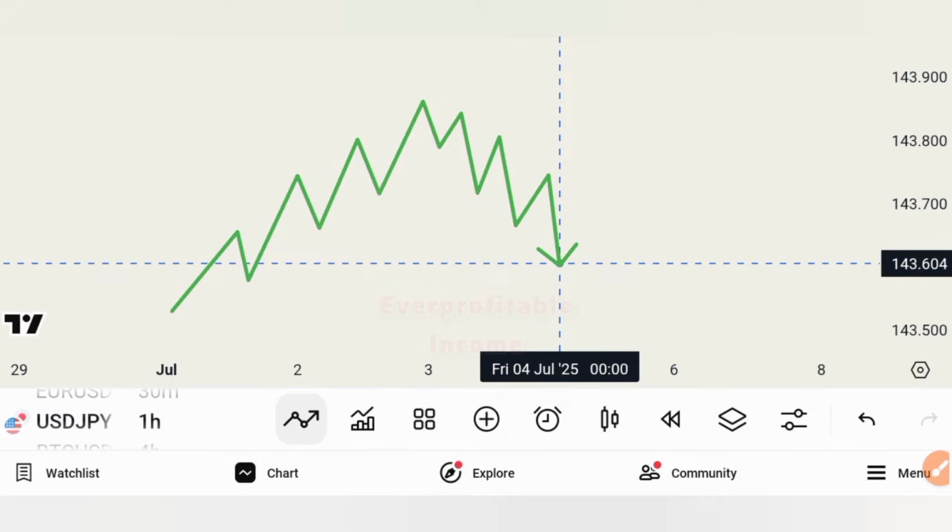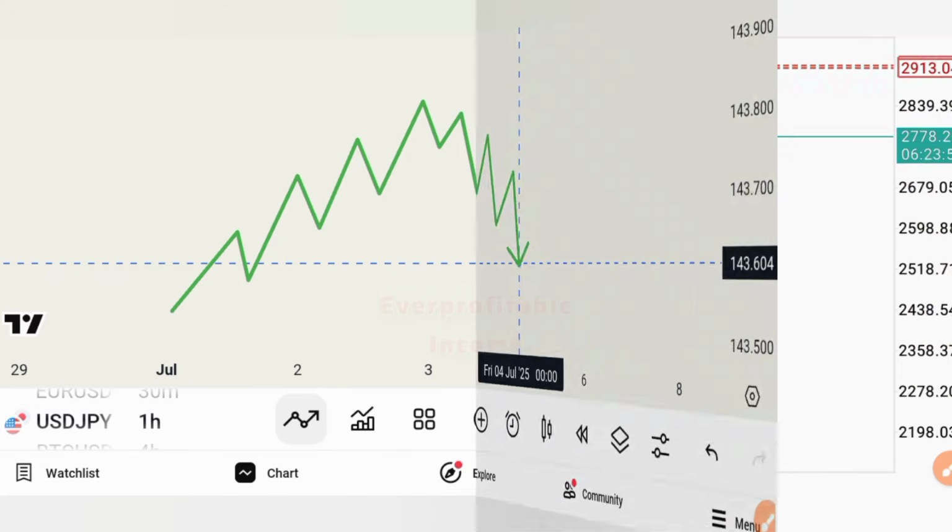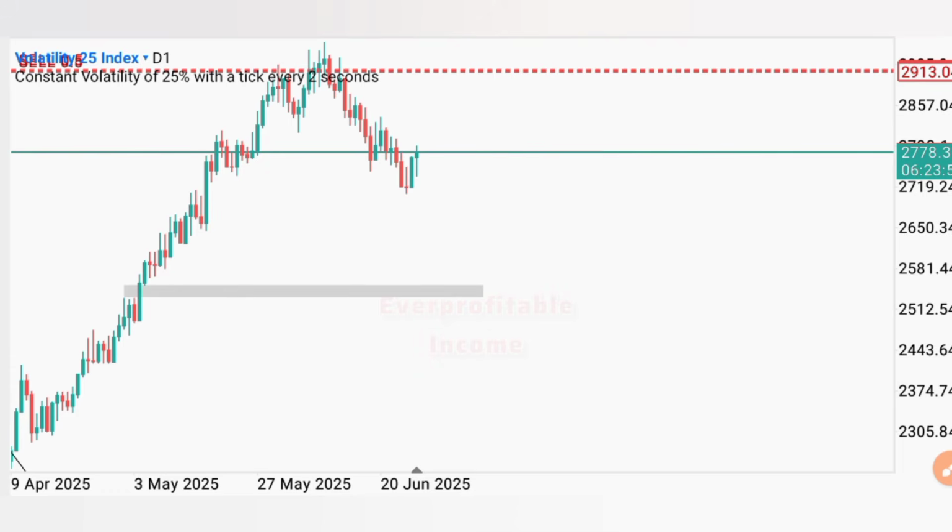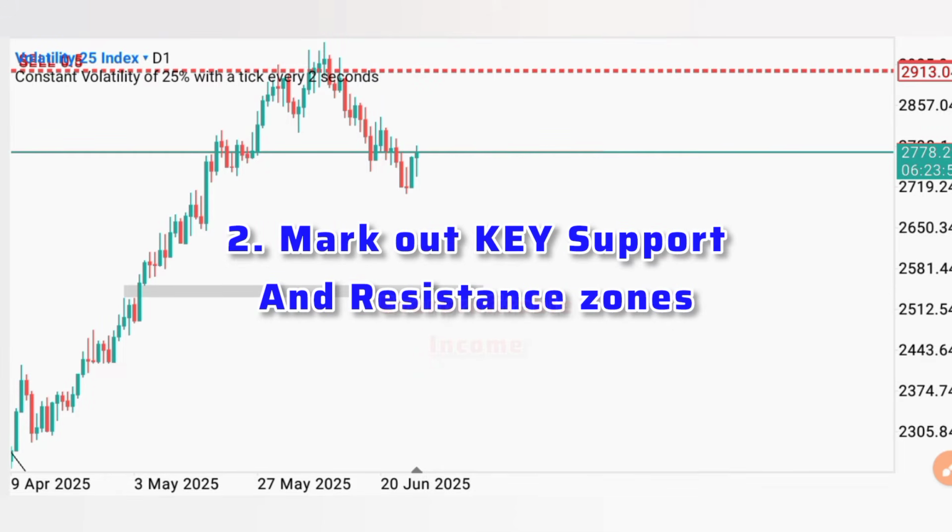Okay, so this is what I'm trying to explain to you, that the price will fail to make what? New highs in the case of an uptrend, or fail to make a new low in the case of a downtrend trying to change into an uptrend. Okay, so let's proceed. The second factor you have to look out for is to mark out key support and resistance zones, because price tends to reverse at these zones.